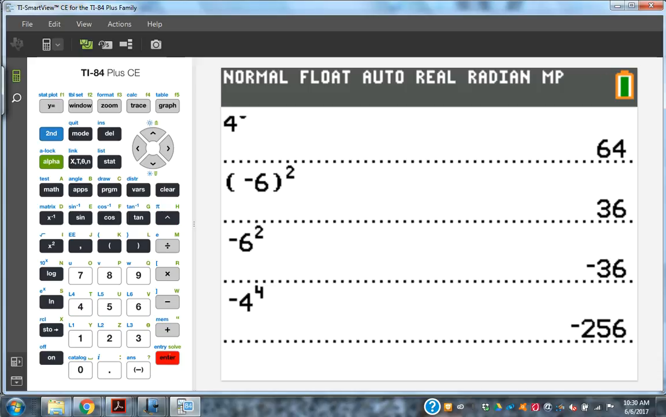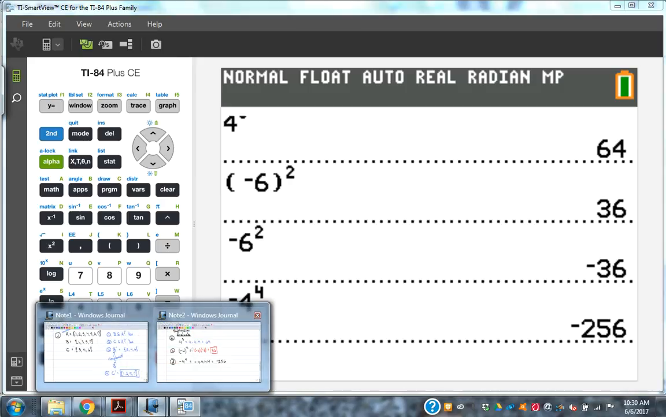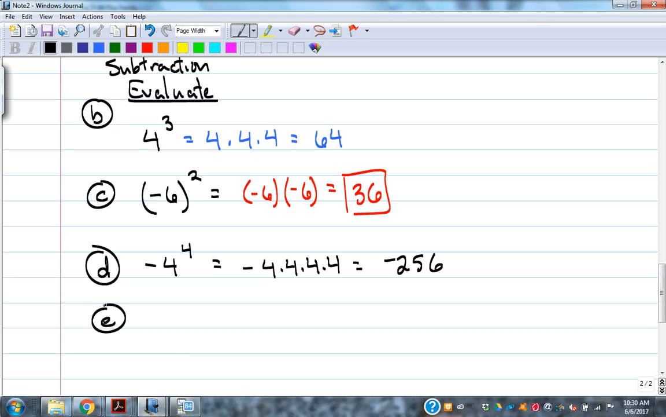-256. That's the right answer. And again, I'm typing it in exactly like it's written. If I can type it in exactly like it's written, my calculator is going to do it right. I mean, it has no choice. Okay. All right. Example E.